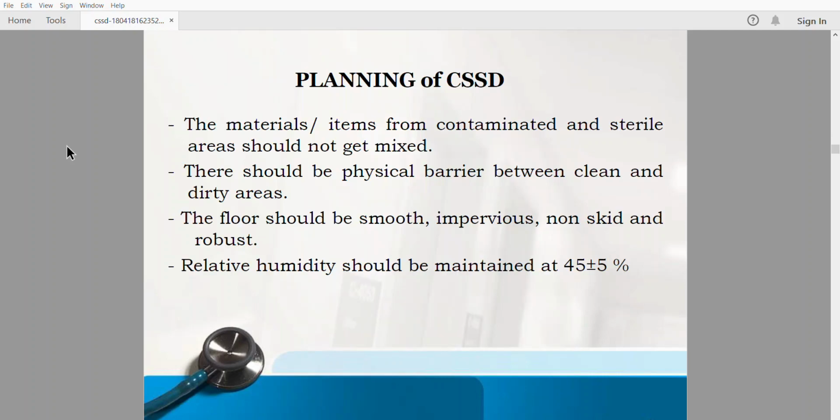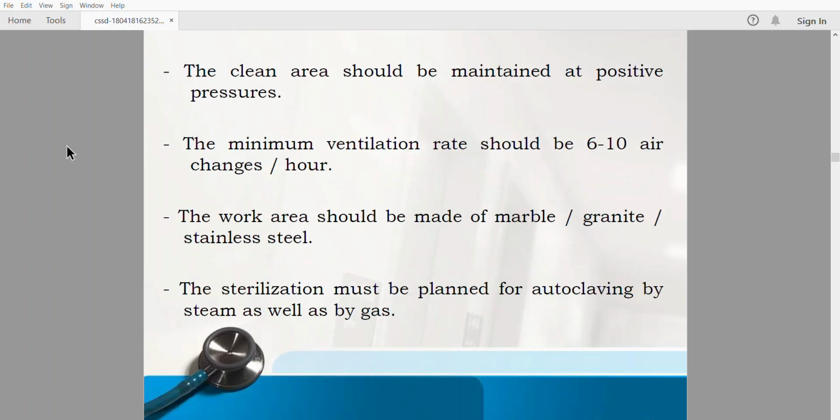Planning of CSSD. The material items from contaminated and sterile areas should not get mixed. There should be a physical barrier between clean and dirty areas. The floor should be smooth, impervious, non-skid and robust. Relative humidity should be maintained at 45 plus or minus 5%. Clean area should be maintained at positive pressure. The minimum ventilation rate should be 6 to 10 air changes per hour. Work area should be made of marble, granite or stainless steel. Sterilization must be planned for autoclaving by steam as well as by gas.